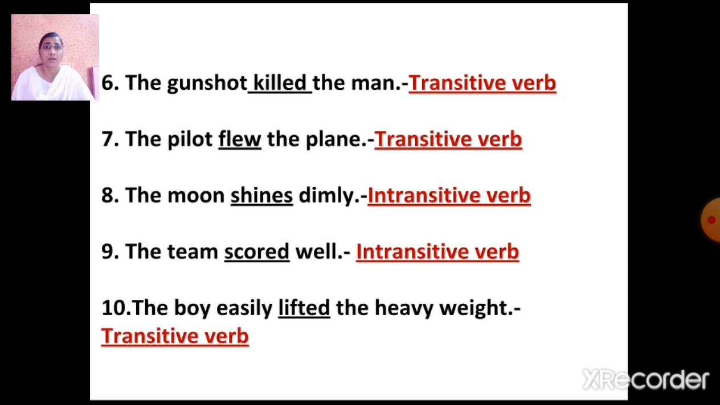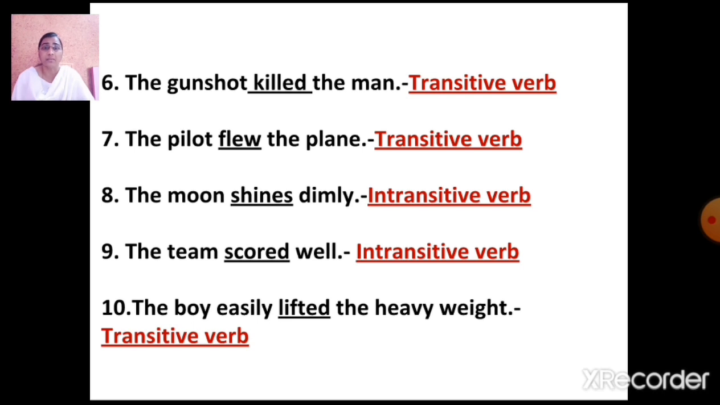Alright? Now, let's move ahead. The team scored well. Now, here the verb is scored. Ask question. Scored what? Are we getting the answer? No. So, it is an intransitive verb.